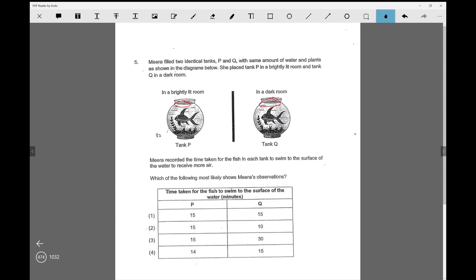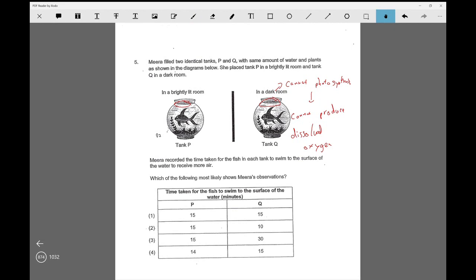Now they tell this in a dark room, right? So the plant cannot photosynthesis. When it cannot photosynthesis, it cannot produce dissolved oxygen. Okay, or rather, to be more precise, it's actually oxygen. Okay, but the oxygen will mix with the water, so it becomes dissolved oxygen.